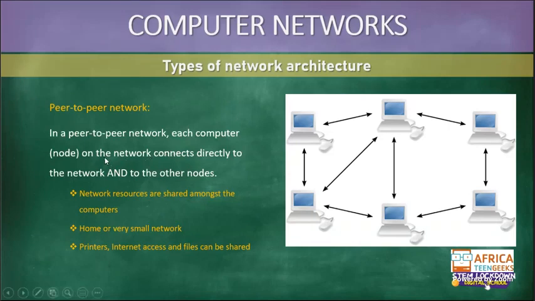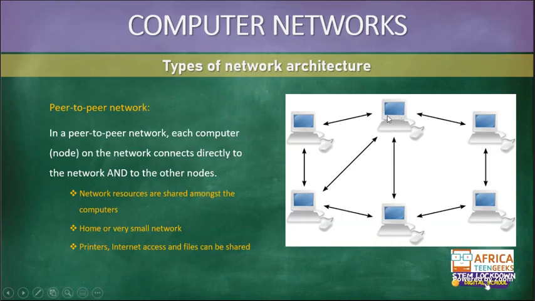Each computer on the network connects directly to the network and to the other nodes. So in this one, resources are shared amongst the computers, and it can be used at home and also in a very small network. Printers, internet access, and files can be shared, right? With this one, if one of the PCs crashes, the network is not affected because the computers have all the resources on them, that is, they use and provide network resources.